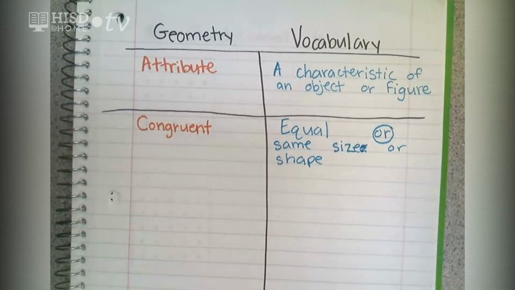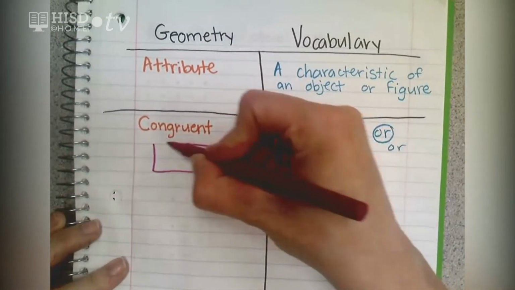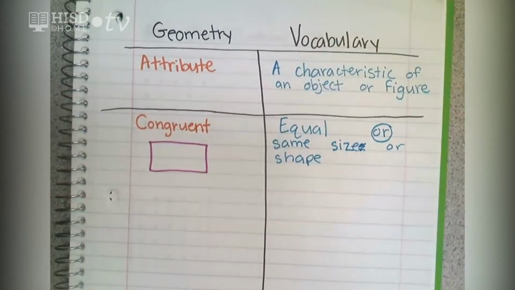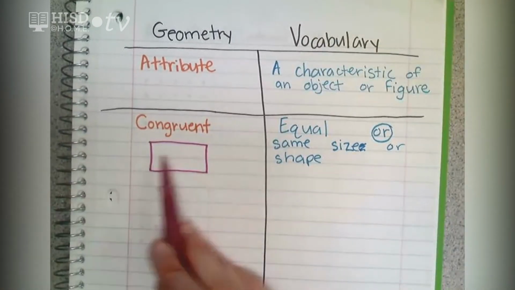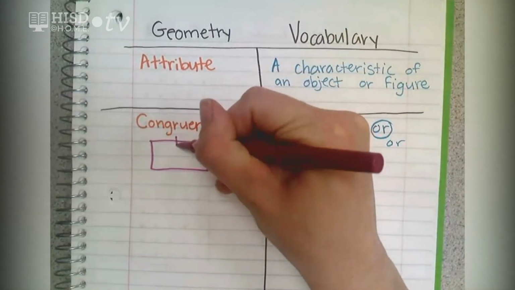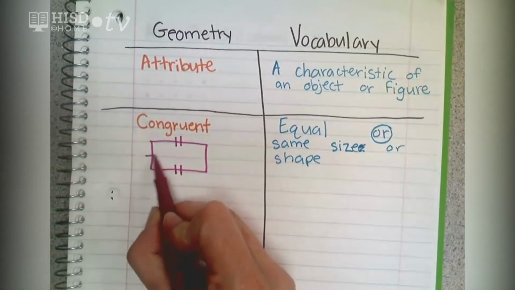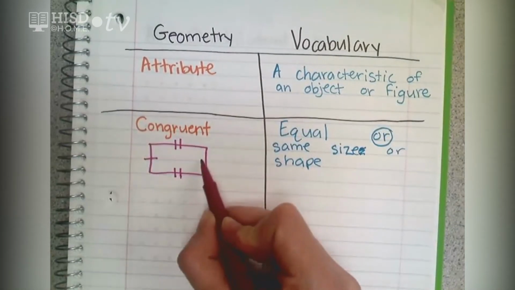So an example I could draw for this would be, let's draw a rectangle. We have two different sets of congruent lines, right? This line is the same size as this line. That just means they're equal. This line is the same size as this line.